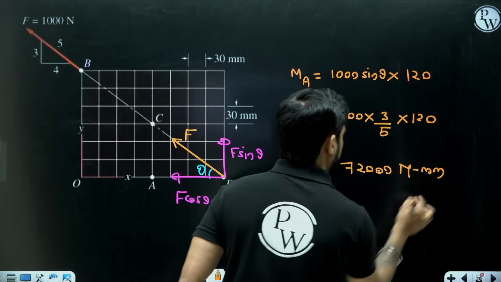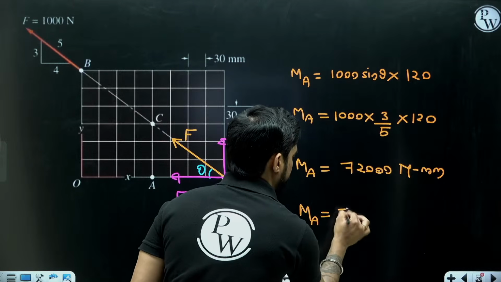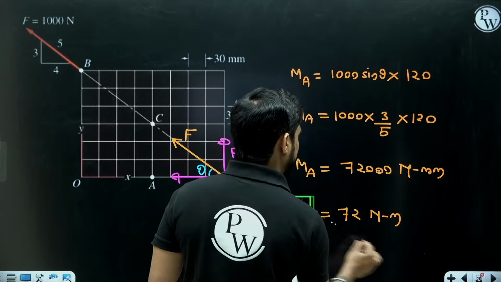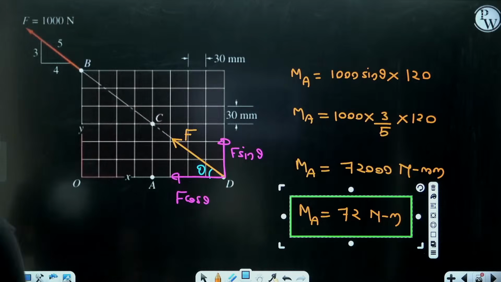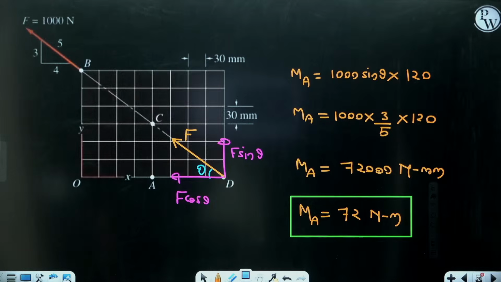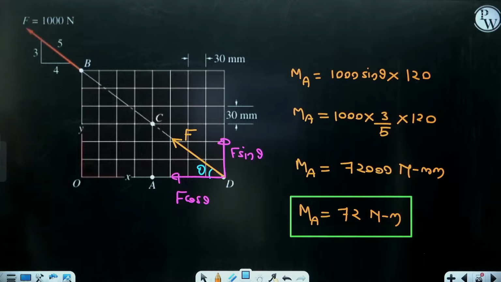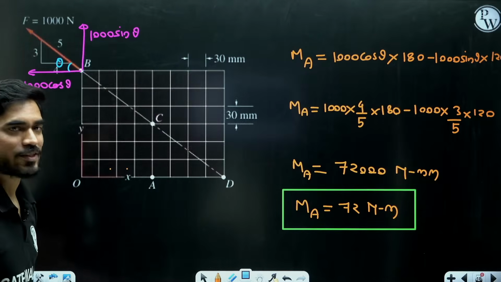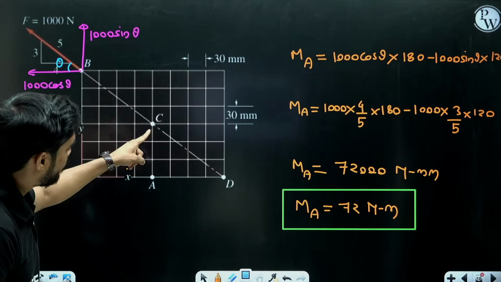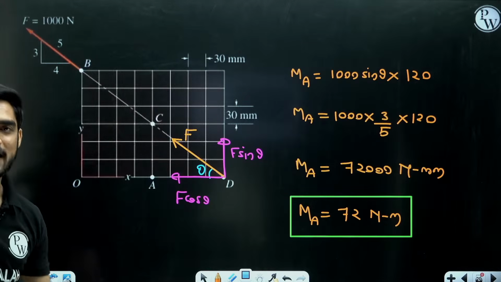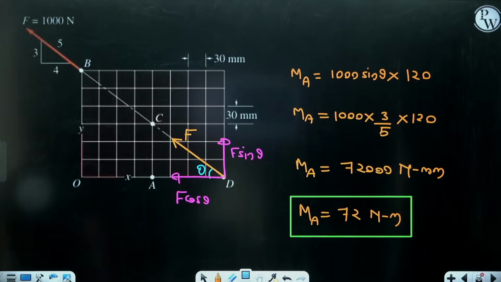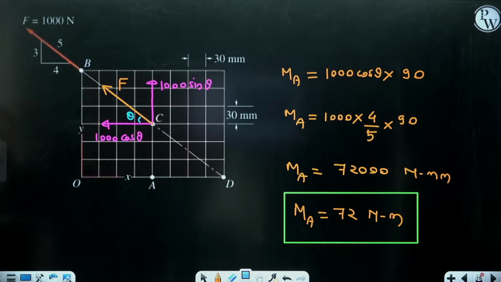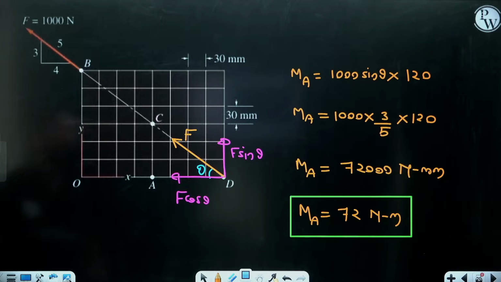72,000 Newton mm, or 72 Newton meter. So did you understand the beautiful concept of principle of transmissibility? It doesn't matter whether I resolve the force at point B or point C or point D, I am getting the same moment. Now beta, in which case was the calculation easier? In the first case or second case or third case?